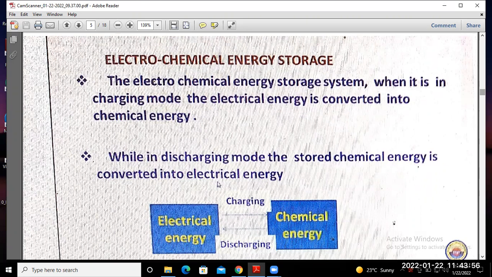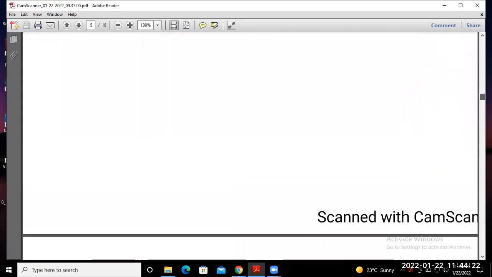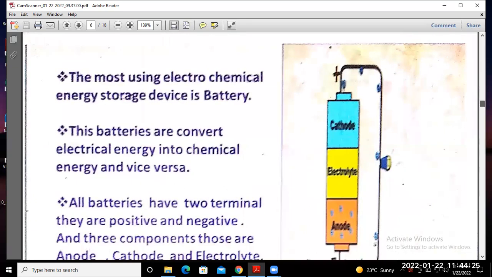And what will happen during the discharge period? The chemical energy that was stored will be released during the discharging period in electrical form. So this is a reversible process, electrical to chemical or chemical to electrical. The most used electrochemical energy storage device is the battery.